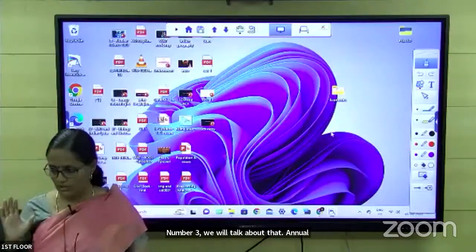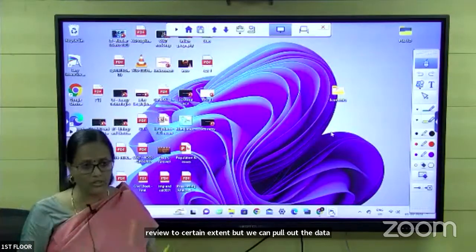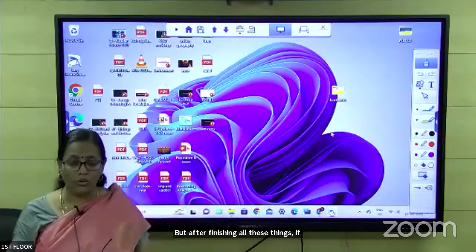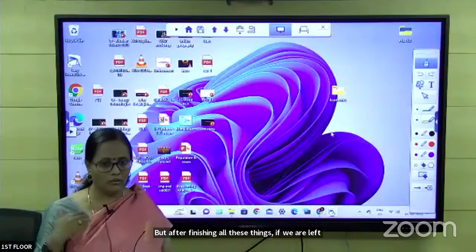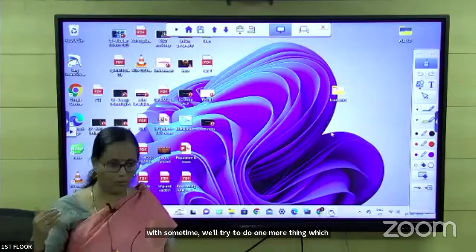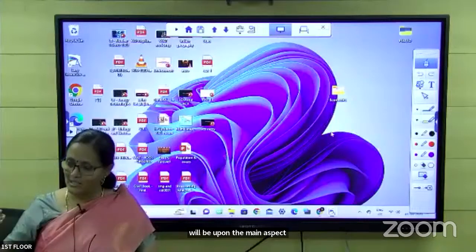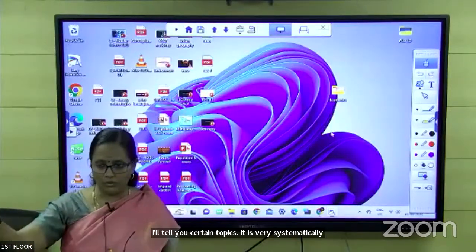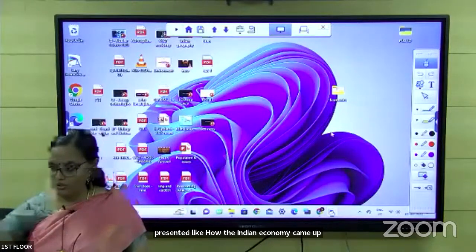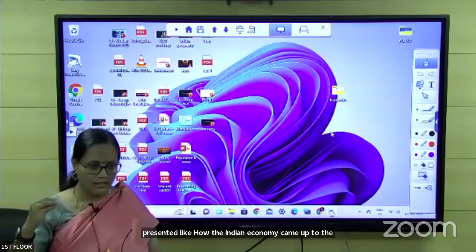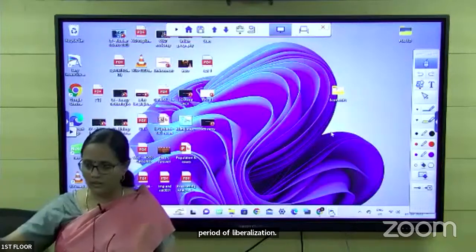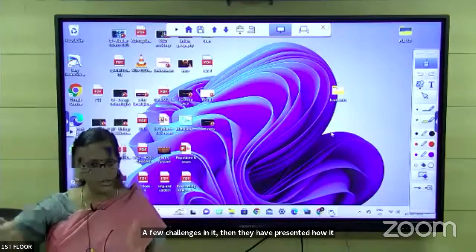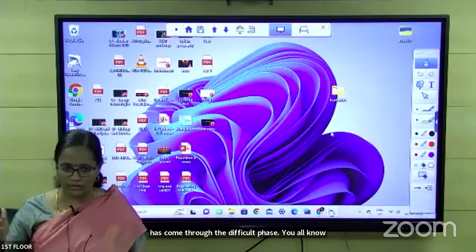for our examination purpose. But after finishing all these things, if we are left with some time, we'll try to do one more thing, which will be on the mains aspect. I'll tell you certain topics. It is very systematically presented, like how the Indian economy came up to the period of liberalization, a few challenges in it. Then they have presented how it has come through the difficult phase. You all know about the ups and downs which happened with the US, Eurozone crisis, everything.